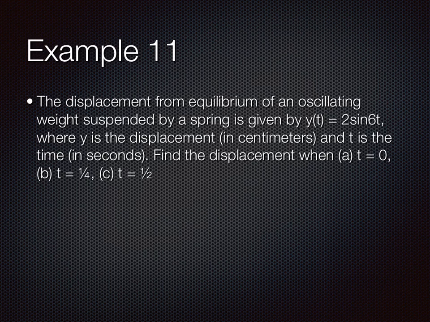Okay, last one. This says the displacement from the equilibrium of an oscillating weight suspended by a spring is given by y of t equals 2 sine 6t, where y is the displacement in centimeters and t is the time in seconds. Find the displacement when A, t is 0, B, t is 1/4, and C, t is 1/2. So this is your real world application.